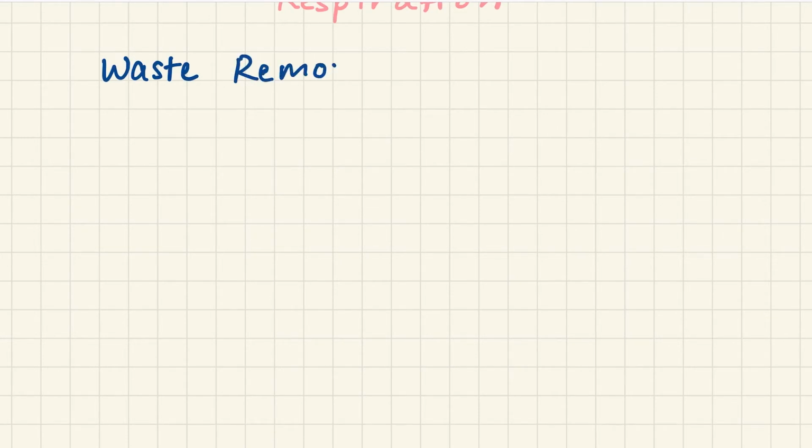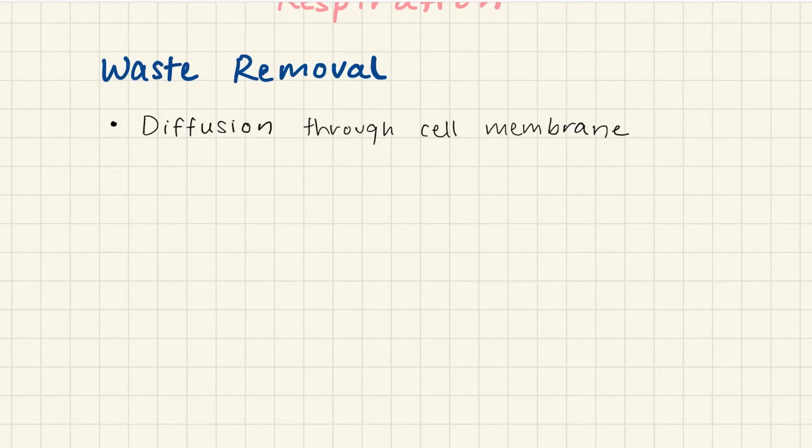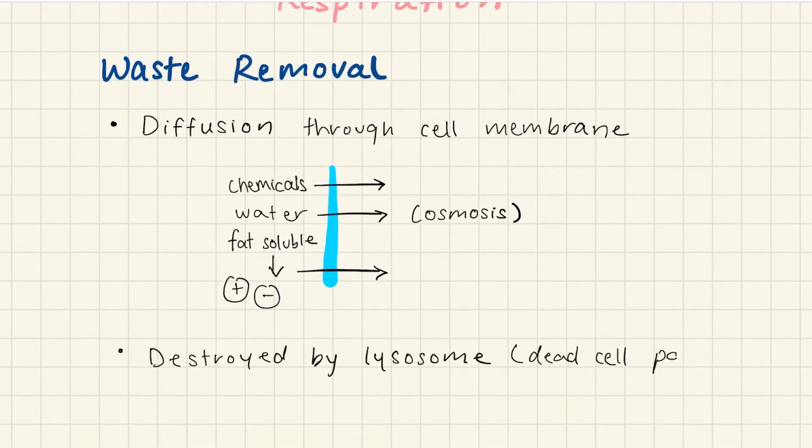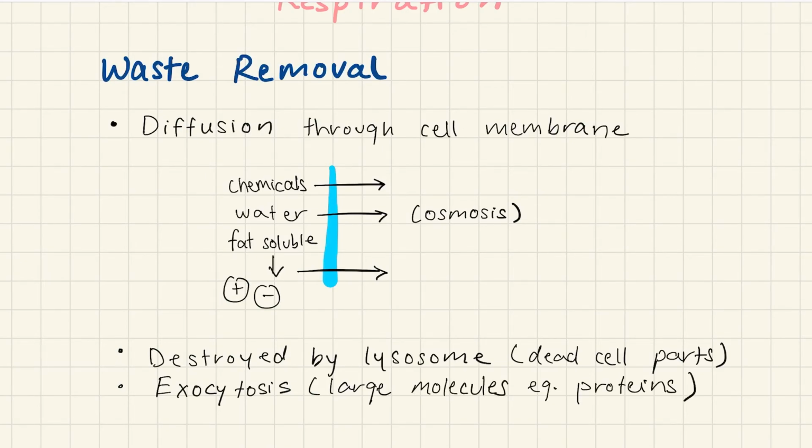So with these cell processes, waste and products need to be removed out of the cell, which mainly happens through diffusion through the cell membrane. This happens with chemicals, water, and fat-soluble molecules which bind charged molecules and then also diffuse out of the membrane. Dead cell parts are destroyed by the lysosome, which is a part inside the cell, and exocytosis removes large molecules that can't diffuse out, such as proteins.